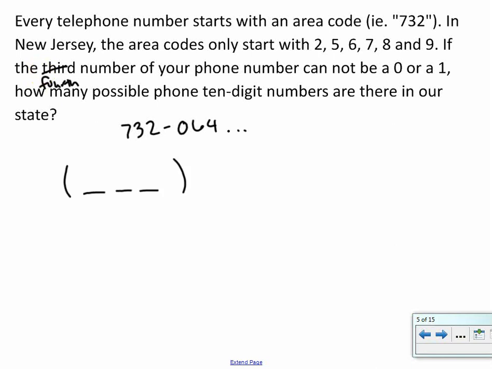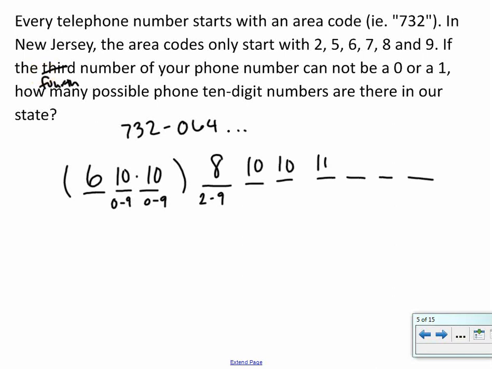So 732, this would be my blanks for my area code. So for my first digit, I can only have a 2, 5, 6, 7, 8, or 9, so that's 6 different possibilities. For my other digits, I could have 0 through 9, it doesn't matter. So for my first blank, I have 10 different possibilities, and for the second blank, I also have 10 different possibilities. Now I know the 4th number can't be a 0 or a 1, so that only leaves me with choices 2 through 9, which is 8 different digits. But for the rest, it doesn't matter. So for each of these, I have 10 different possibilities of digits for my phone number.